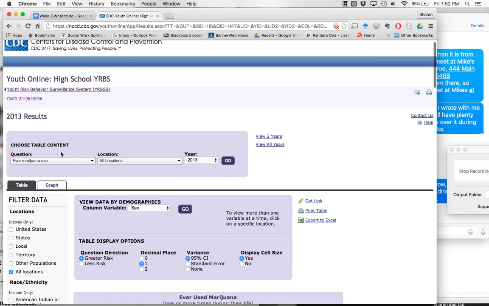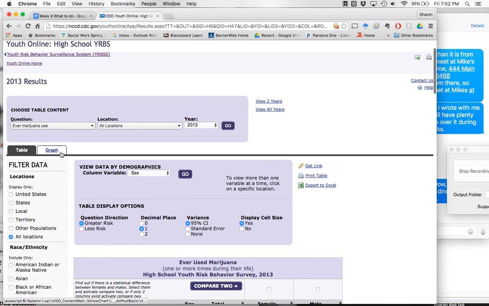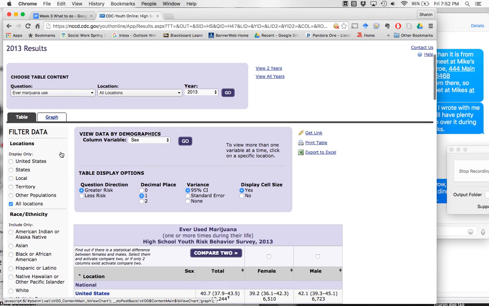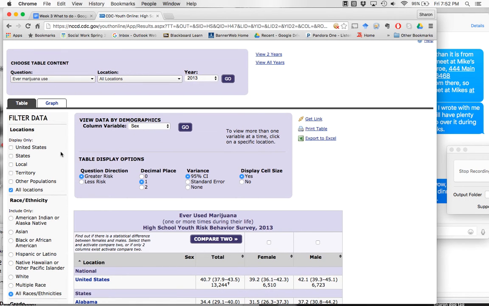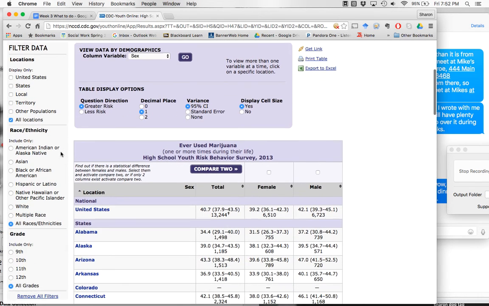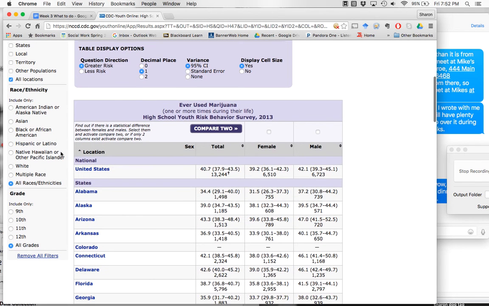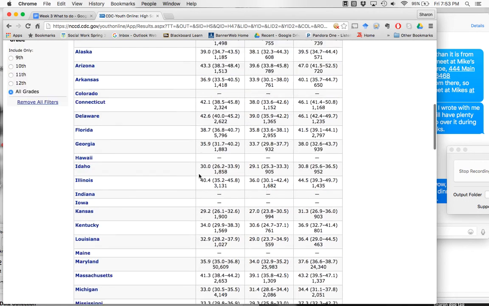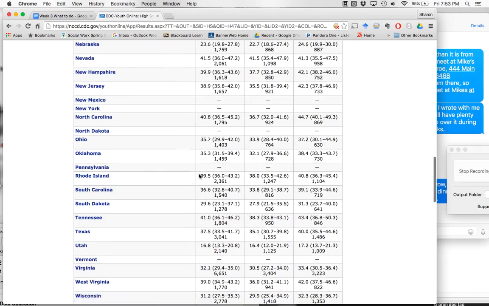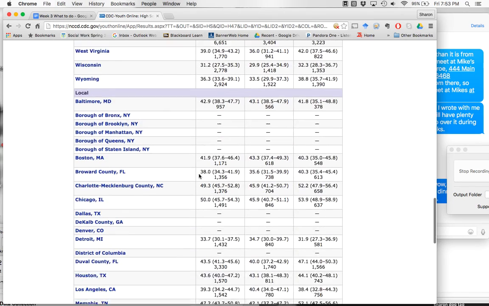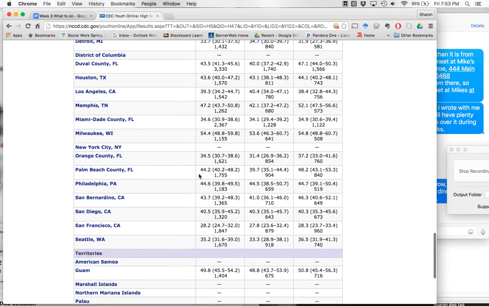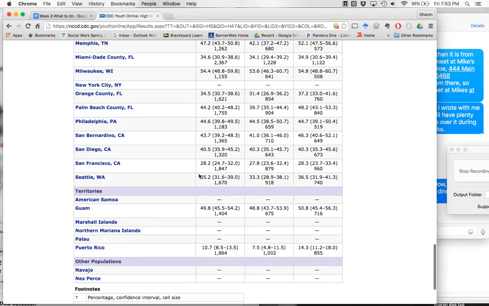Now this takes us to another screen which has a way of looking at all the results. Right now it is showing us a chart that shows marijuana use by gender in the United States, each individual state, certain boroughs and cities, as well as some U.S. territories.